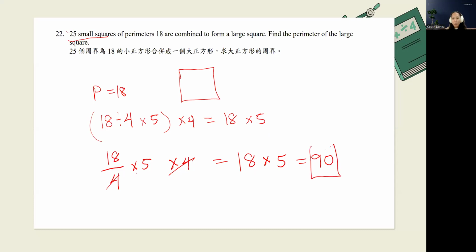The question is to find the perimeter of the large square. Okay. So that's it for this one. Yes, question? No question.